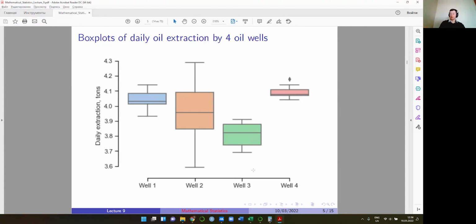So now here is our problem. We see that well number 3 is somehow different from the others. Well number 4 as well, right? It is tightly distributed and the median is higher than the others.